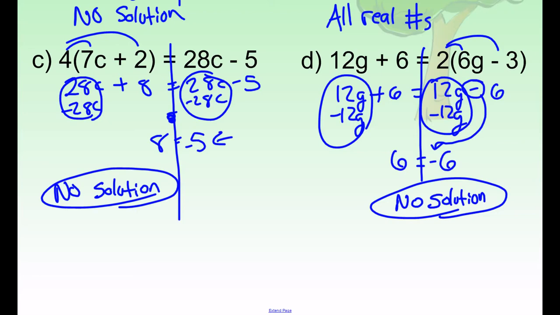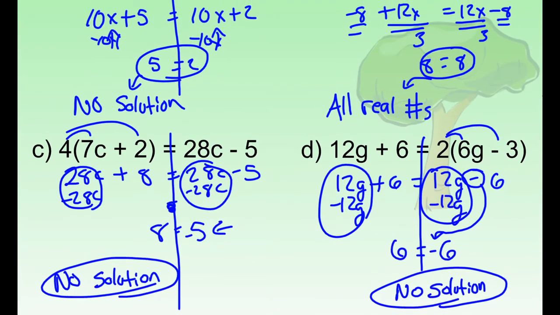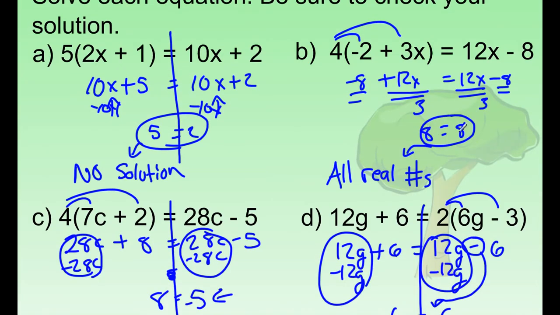Okay? So that's the essence of these special solutions. It's either no solution or all real numbers. You know the difference because no solution, when you solve the equation and your variables cancel out, the statement you get is not true. 5 equals 2, 8 equals -5, 6 equals -6. Those don't work, so it's no solution. It's all real numbers if, when your variables cancel out, you have something like 8 equals 8, something that is true.